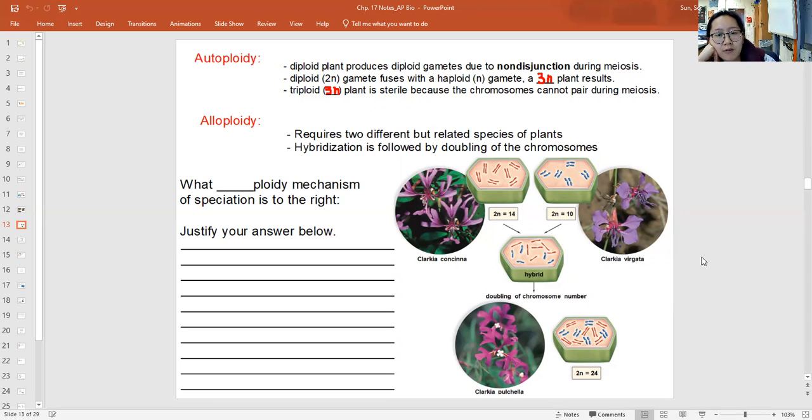So take a look at this diagram showing these 2 types of flowering plants. And tell me, is this autopolyploidy or is it allopolyploidy? And justify your answer. So pause and do that.